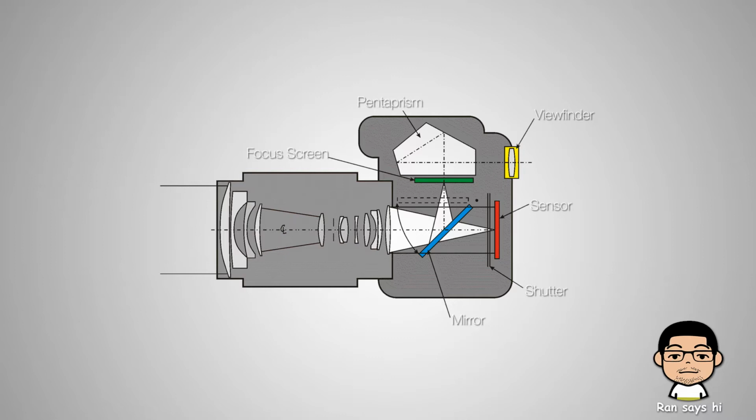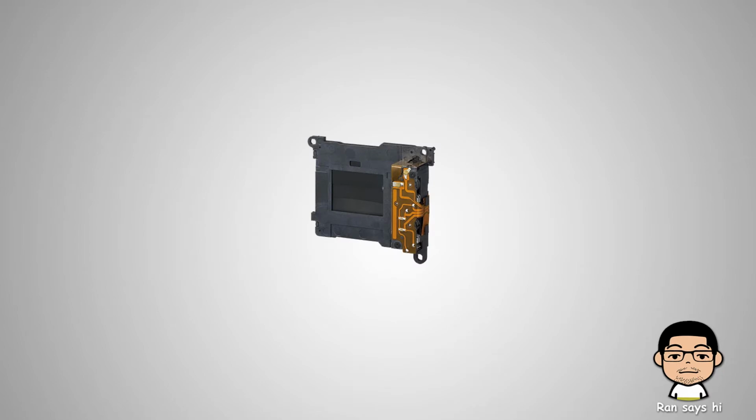The shutter is something that works like a door to close the light to the sensor. It controls how much time the light is being projected to the sensor. So that's basically the concept of the shutter. And let's look at the shutter.